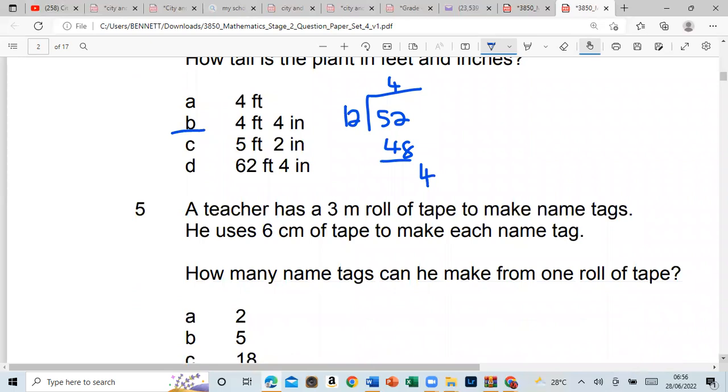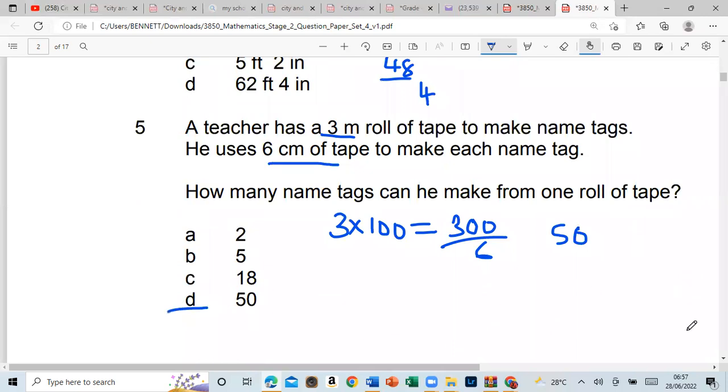Very good question. A teacher has a 3-meter roll of tape to make name tags. He uses 6 centimeters of the tape to make each tag. How many name tags can he make from the roll of tape? So first we need to convert this to centimeters. So that's 3 multiplied by 100, and then divide by 6. The teacher can make 50 name tags.